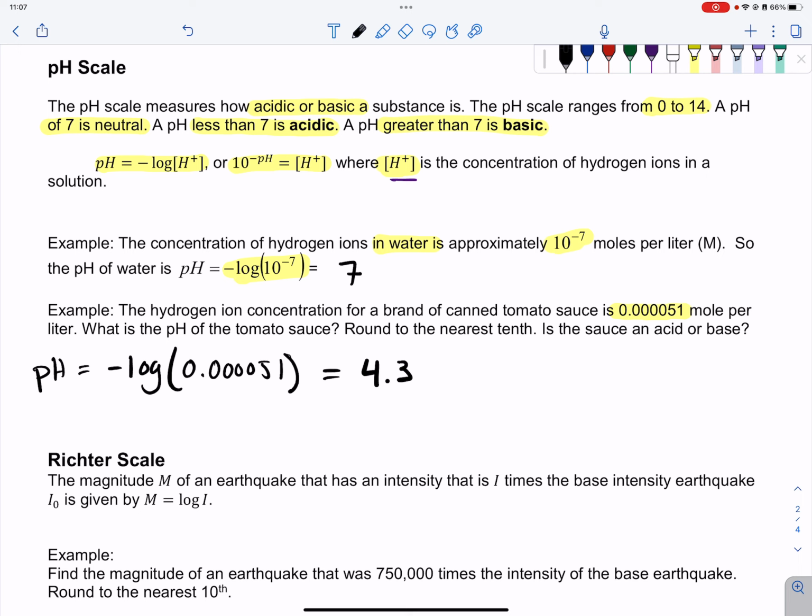And now, is the sauce an acid or a base? Well, we got the pH as being 4.3, and we know that 4.3 is less than 7, so that means that it is acidic.